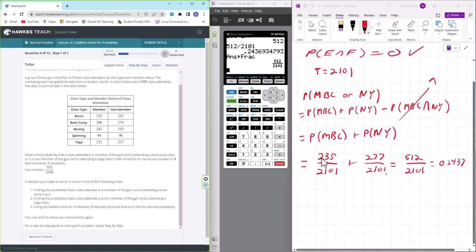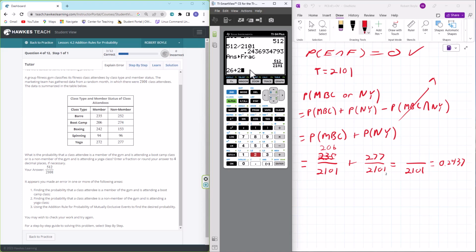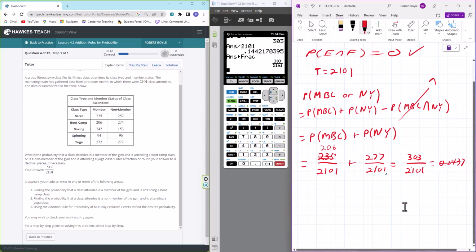So this should not be 235. This should be 206. So we can change this to 206. We can redo the math. 206 plus 277, 303. This should be 303. Divided by 2101 is that value. Just hit math, hit enter twice to see if it's reduced. It is. So that should be our answer, or it could be 0.1442. Since my fifth decimal place is a 1, I don't need to round up.